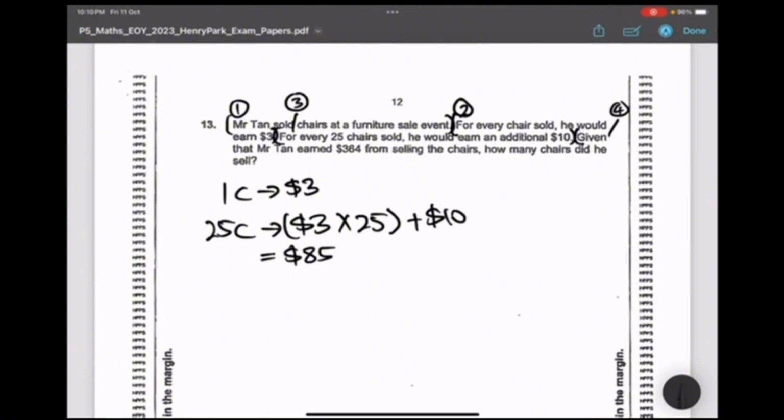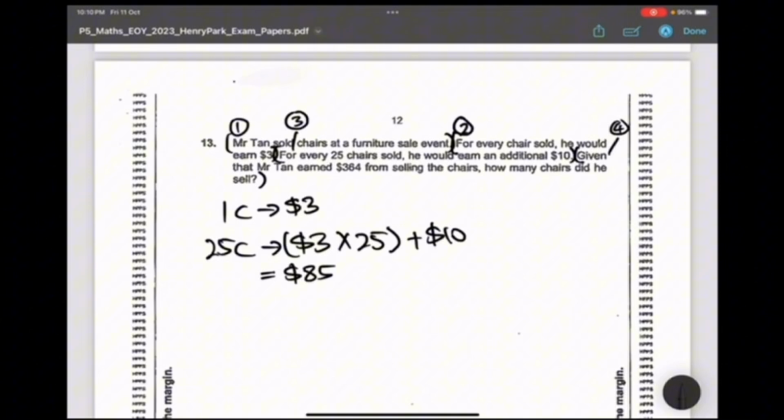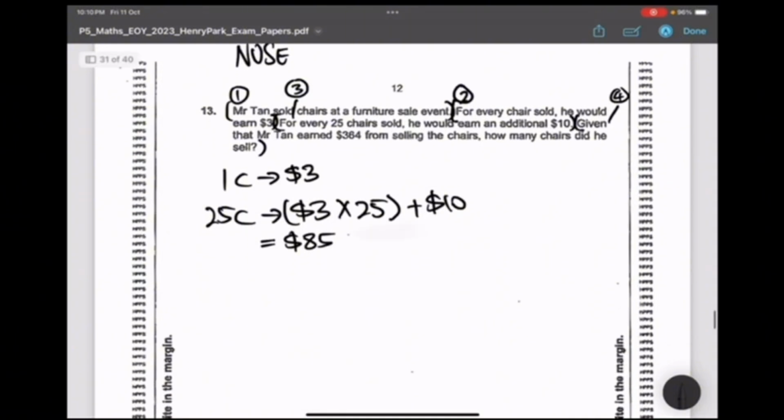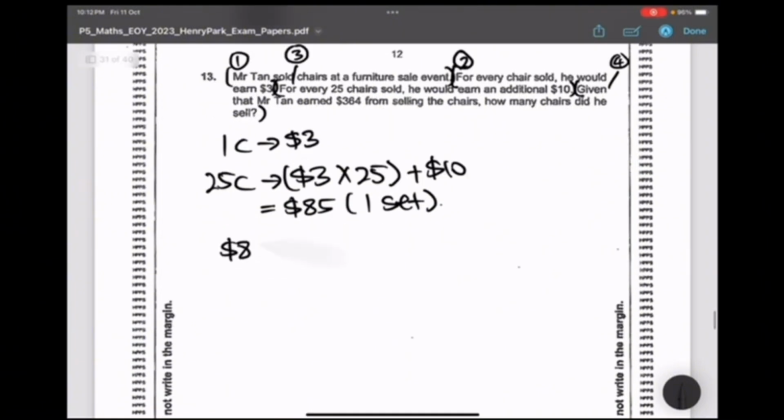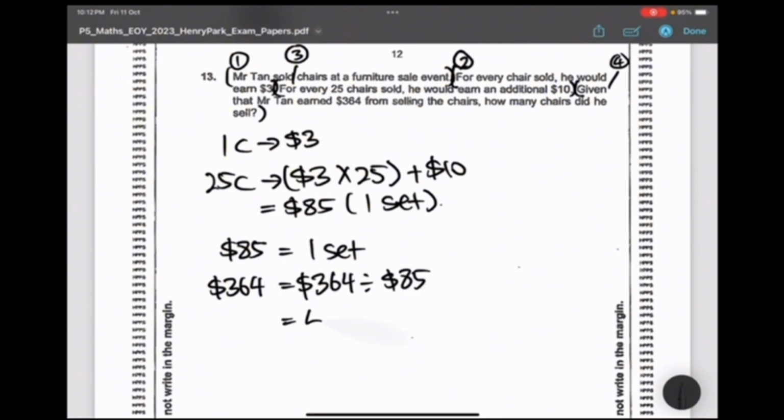$364 from selling chairs, alright, how many chairs did he sell? From this sentence, I can tell that this question is a number of sets question. Okay, and what I want to do is to label my $85 as one set. Okay, being 25 chairs. So if $85 equals one set, what we want to find is how many sets $364 is. Okay, and how can we find that? We can simply take $364 divided by $85, and that would give me 4 sets with a remainder of $24.